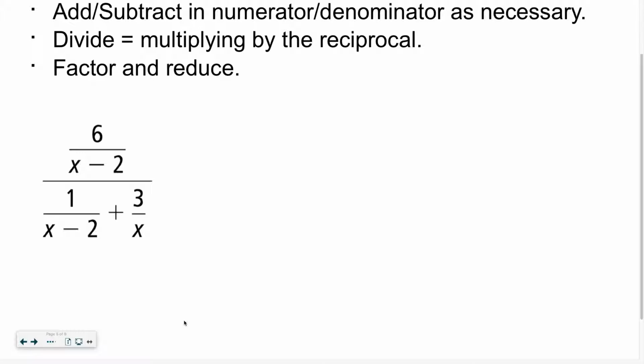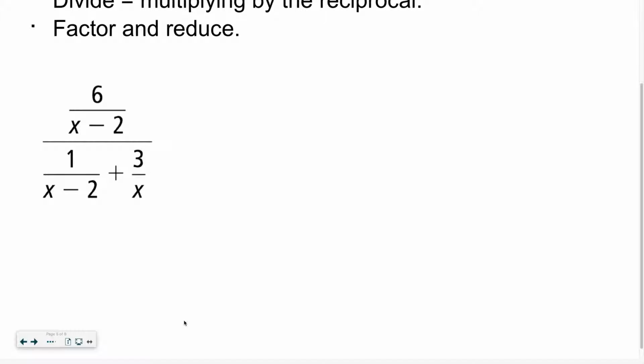Okay, notice your numerator is ready to go. 6 over x minus 2 is a single fraction. So we just really need to focus on our denominator. Can you add or subtract the fractions as they are? No. Can either denominator be factored? No, they're already factors, as is x minus 2 and x.